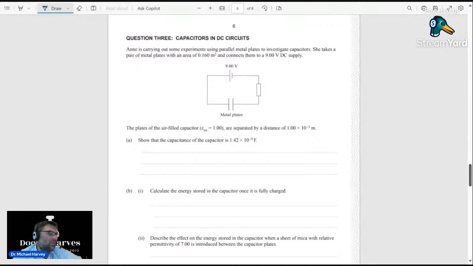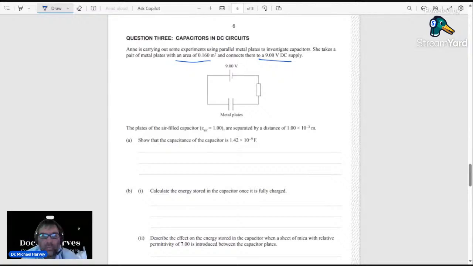Now we have Anne, she's carrying out an experiment, just like the other two have done. This time using parallel metal plates to investigate capacitors. She takes a pair of metal plates, so they've got an area, and connects them to a 9 volt, this time DC supply, so we don't have to worry about changes in volume and things. And they're separated by this distance.